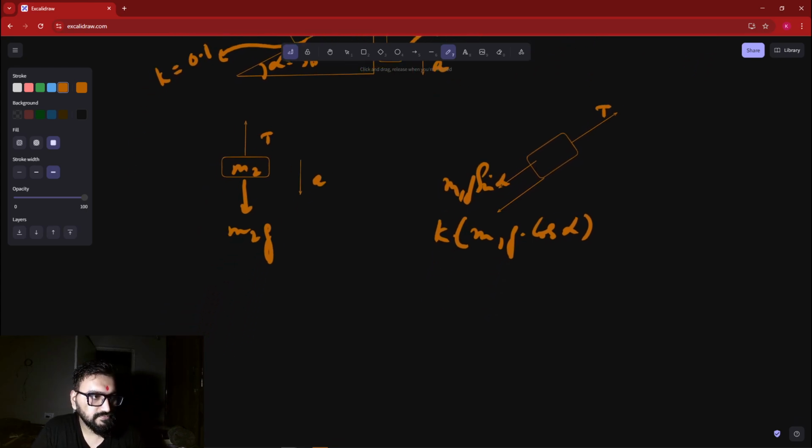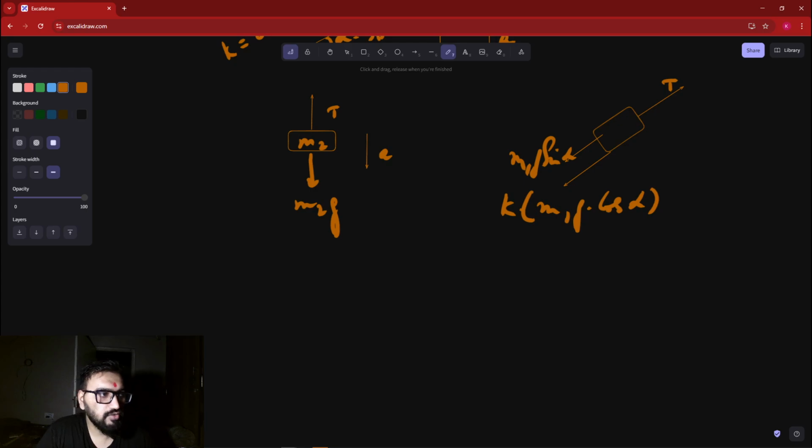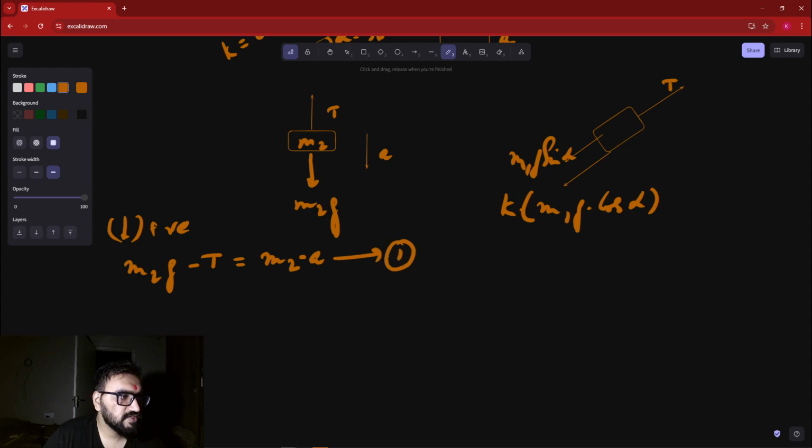So from this FBD I can write down one equation that would be m2g, because I've assumed downward as positive. All the forces acting in the downward direction will have positive coefficient, and minus T, since T is acting upwards. This is the net force, and under its influence this body m2 is moving downwards with an acceleration of a. So this is my first equation, right?